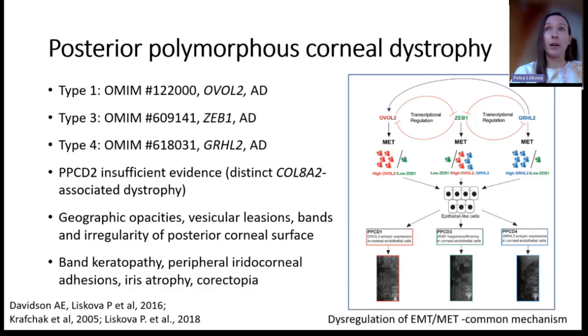In the literature, you may encounter also PPCD type 2. However, this is in fact called correlated to associated dystrophy, which was shown in the previous slide. So there is insufficient evidence to continue using PPCD type 2. Typical for PPCD, and I will show you many clinical images later, are geographic opacities, vesicle-like lesions, bands, and irregularity of posterior corneal surface. Some patients may have also band keratopathy, peripheral iridocorneal adhesions, iris atrophy, corectopia.